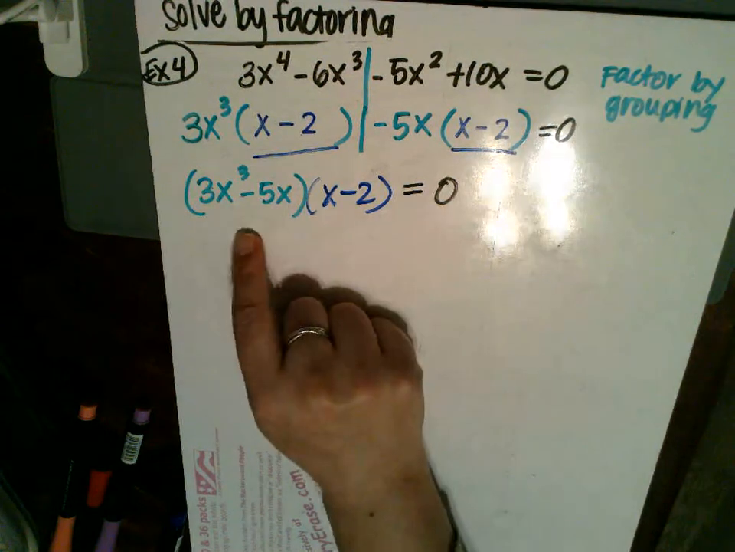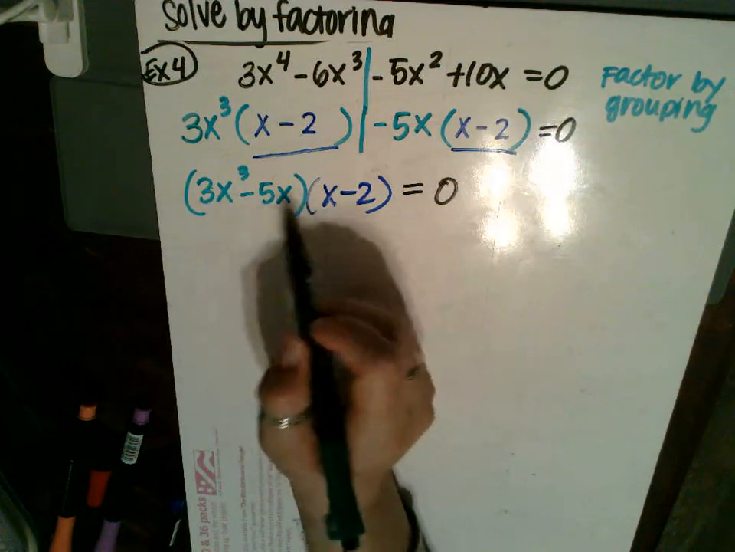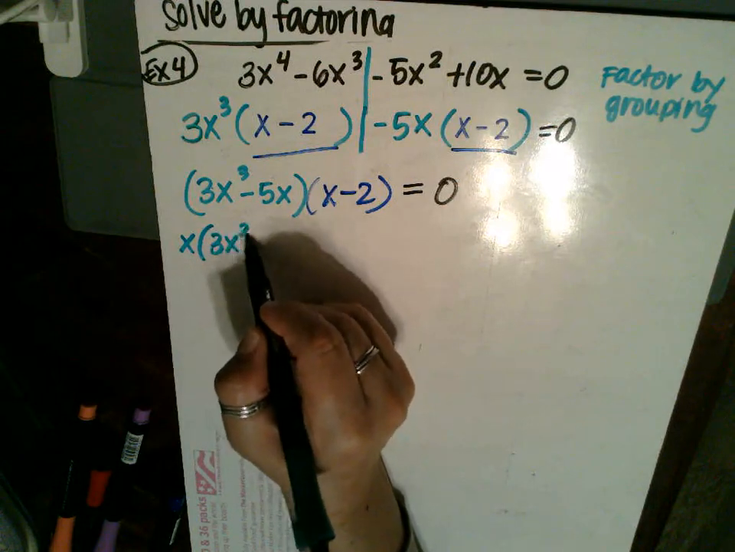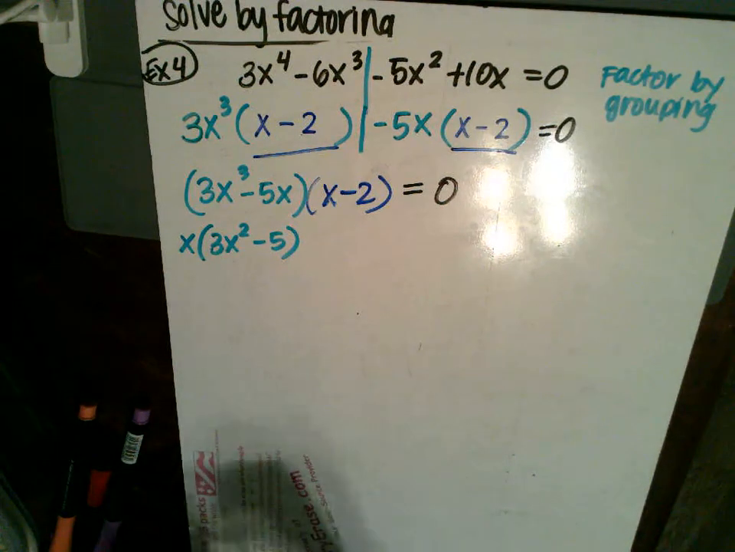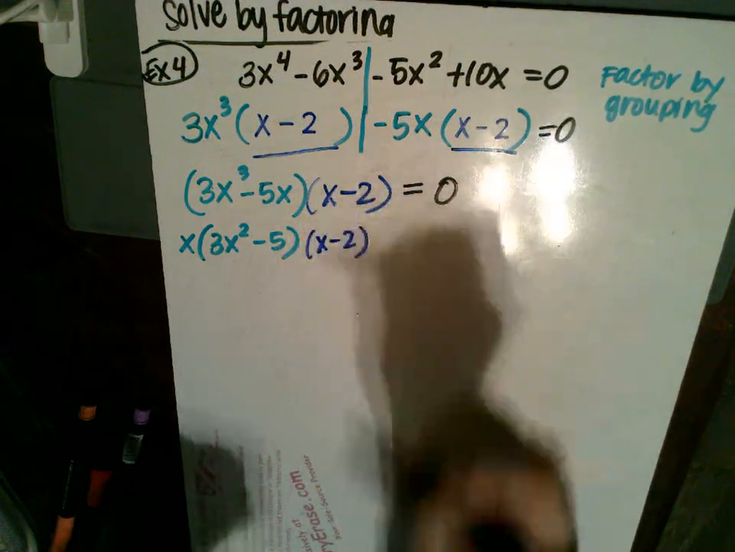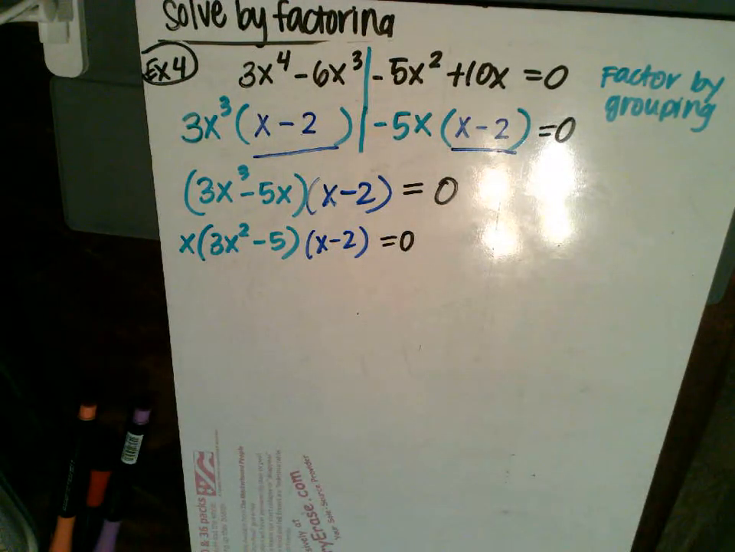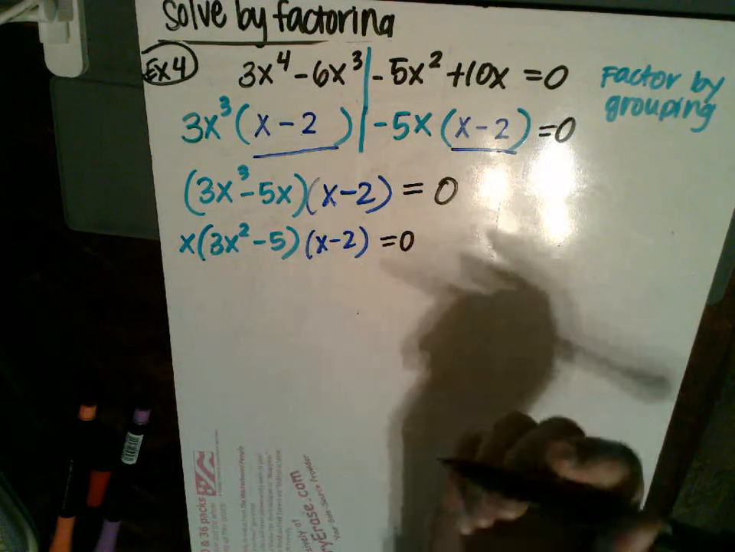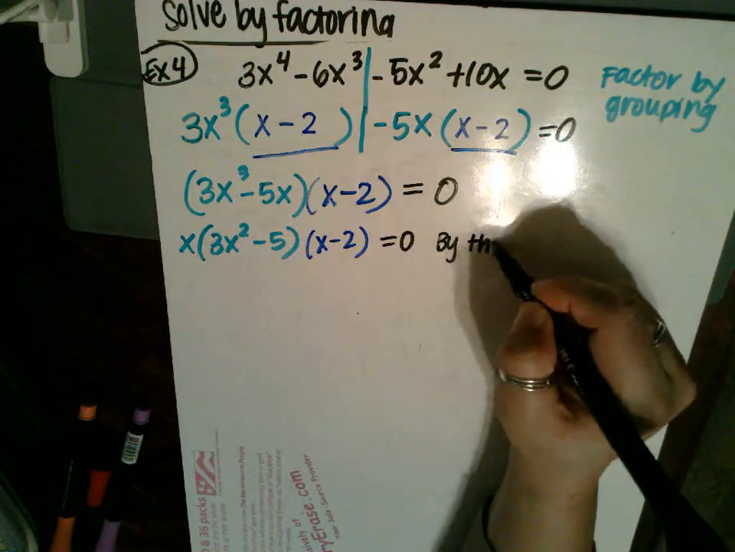Now we're almost done, except I happen to notice that 3x to the 3rd minus 5x also has a GCF. It's not always the case, but I notice that they both have x values. So I'm going to factor out an x. Doing so leaves 3x squared minus 5. And we still have x minus 2. Set it equal to 0. Now I have something times something times something equals 0. Again, this is going to be using the zero product property.